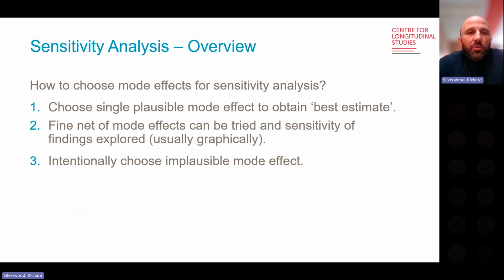So how might we go about choosing mode effects to use in sensitivity analyses? So there's three different approaches here. Perhaps there's more, but these are the ones we wanted to highlight. So the first option is you might choose to use a single plausible value of the mode effect and use this to try and obtain a best estimate of your estimate of choice, so your descriptive statistic or your regression parameter of choice, perhaps.